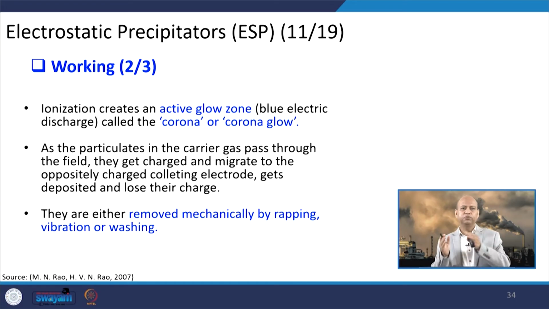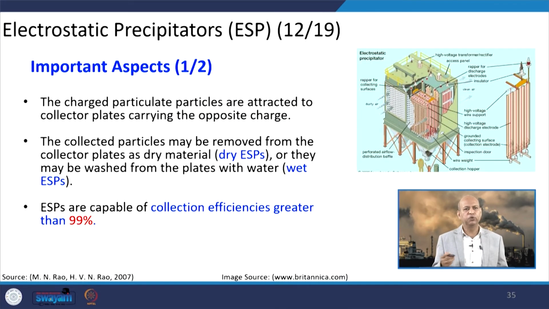As the particulate matter, the carrier gas with the particles, passes through this particular field, these particles get charged, and then they go to the collecting electrode, where they lose the charge basically and slide down to the bottom, where a hopper is there and it is removed periodically. Okay, there are some important aspects.